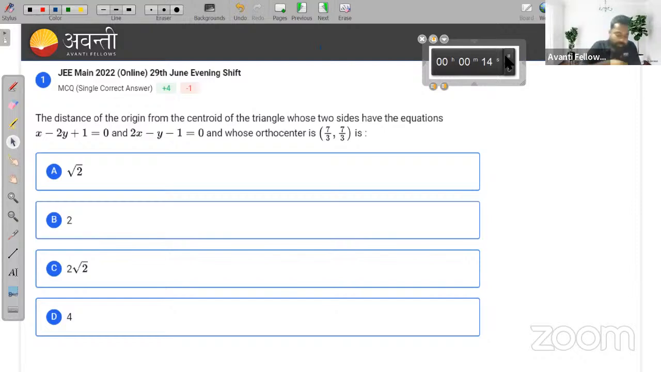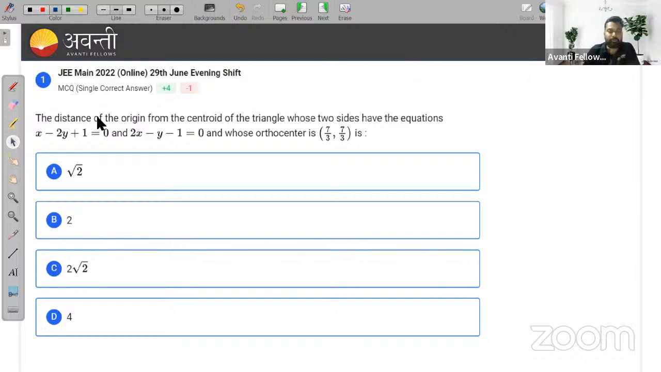Okay, so it's time to start the solution of this question. The question is asking for the distance of the origin from the centroid of the triangle. You need to find the distance from the origin to the centroid of the triangle whose sides have the equations x minus 2y plus 1 is equal to 0 and 2x minus y minus 1 is equal to 0, and whose orthocenter is given as 7 by 3, 7 by 3. So let's draw the figure first.